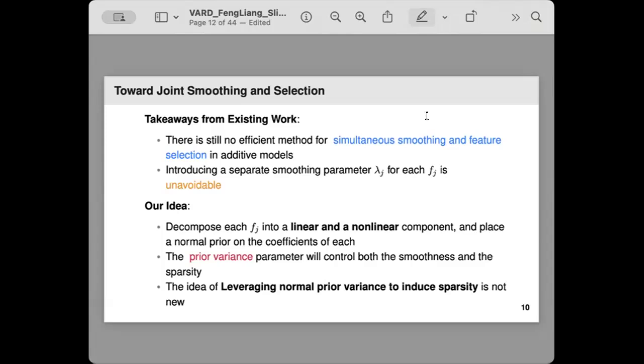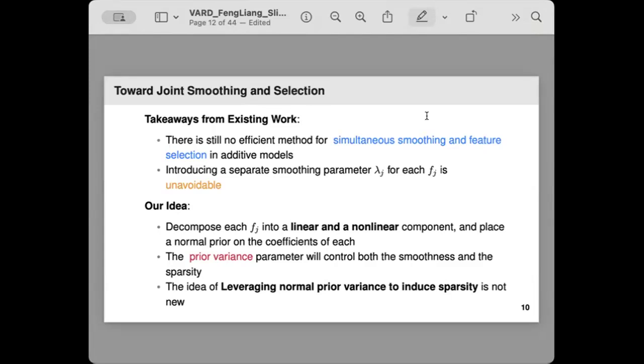So what are we going to propose? We will formulate the problem in a Bayesian regression setting. Specifically, we will decompose each function fj into a linear and a nonlinear component and place normal priors on the coefficients of each. The key is that we will use the variance parameter in those normal priors to control both smoothing and sparsity. It is well known that we can use the normal variance in the prior to control shrinkage and smoothness, but it is probably less known that we can also use those variances to induce sparsity.